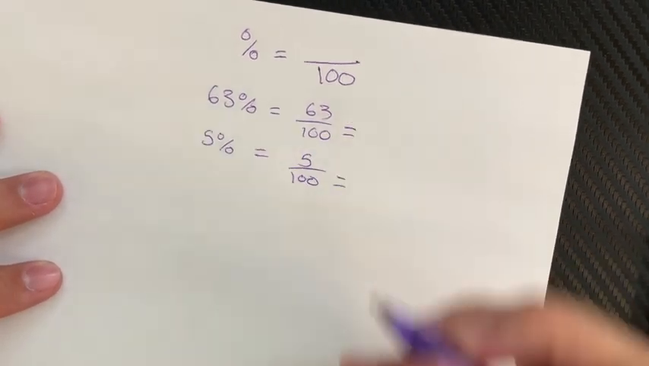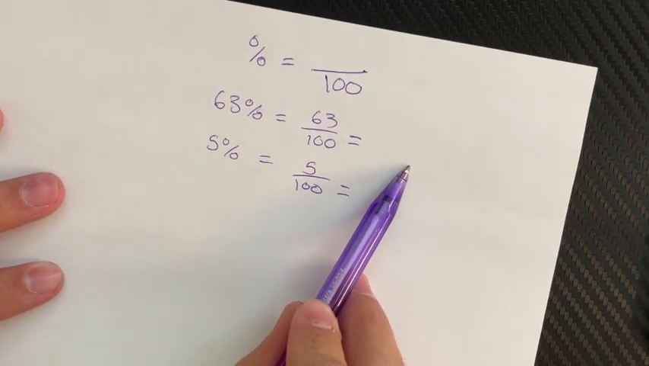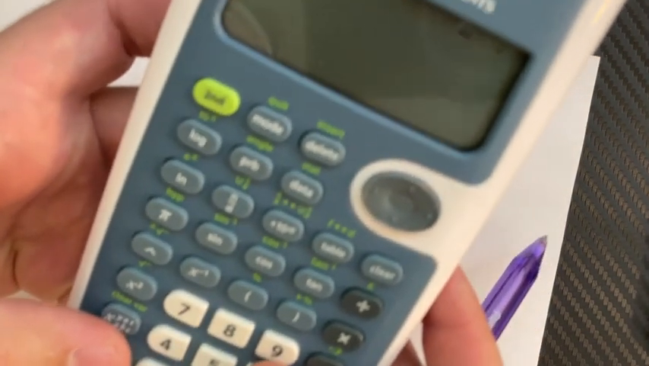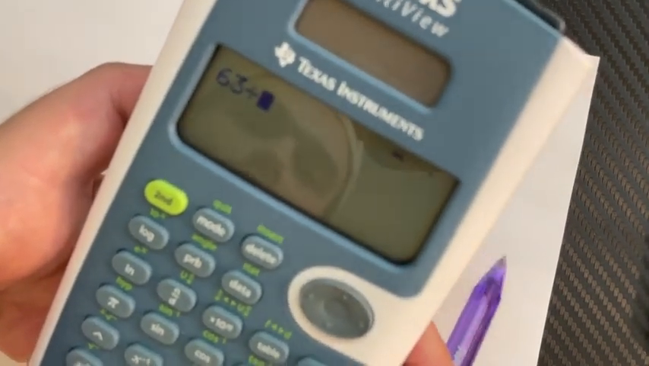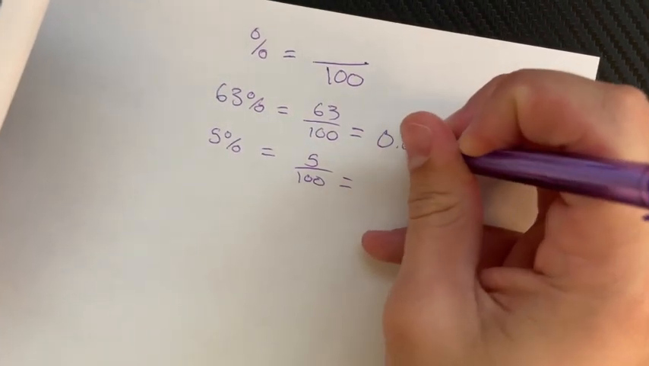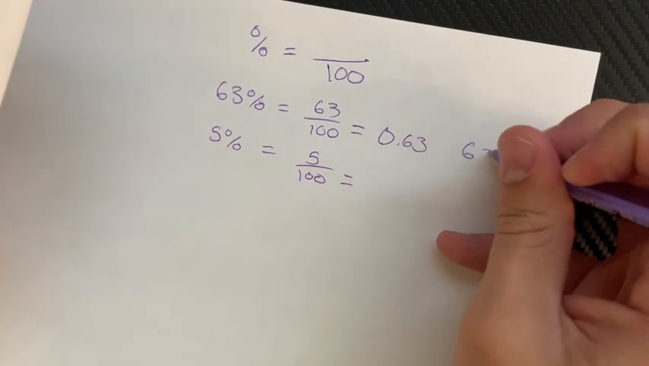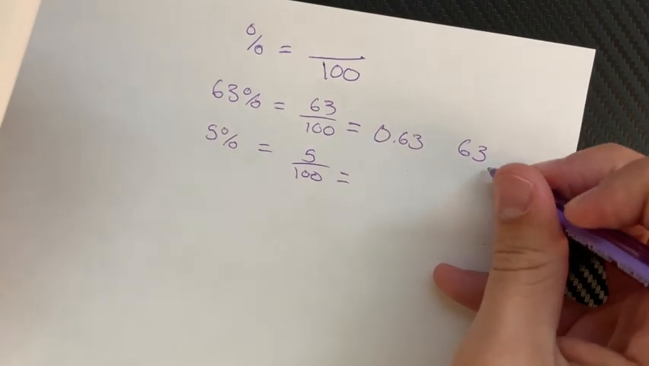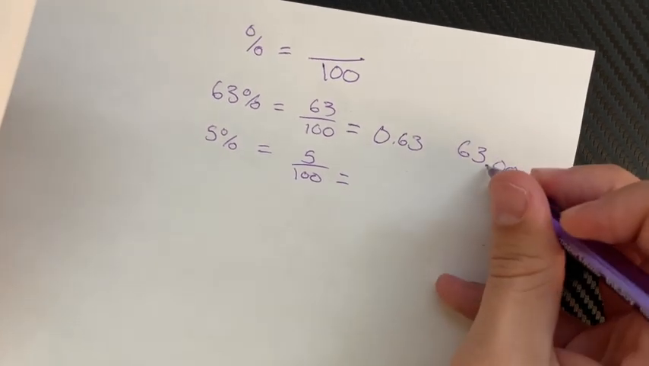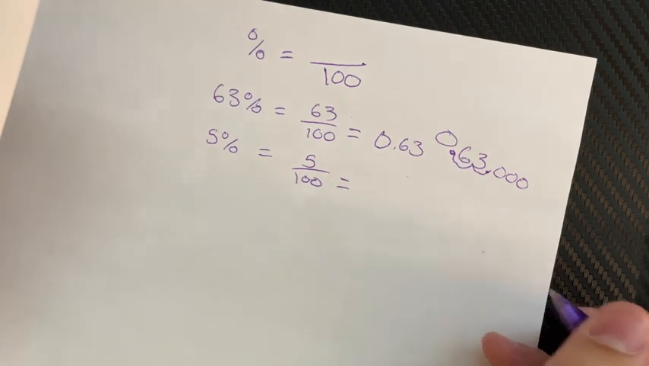So when you're doing your math, instead of a percent or a fraction, you're going to want a decimal, okay? And the way that you find that is you just do 63 divided by 100 equals 0.63. You can realize that 63 is really 63.000 forever, and you're just moving the decimal twice. So 0.63 is your answer.